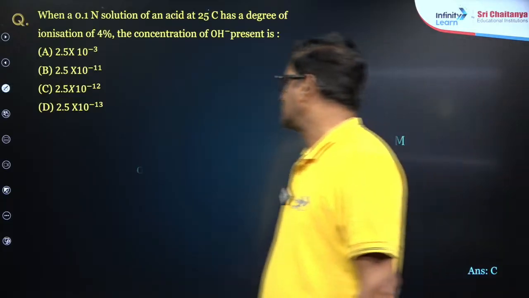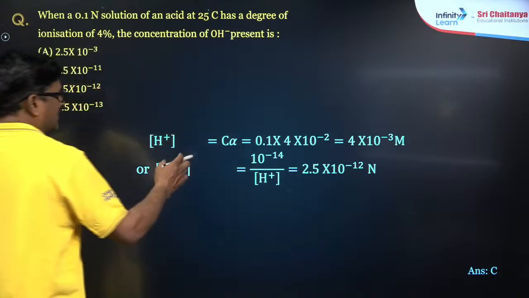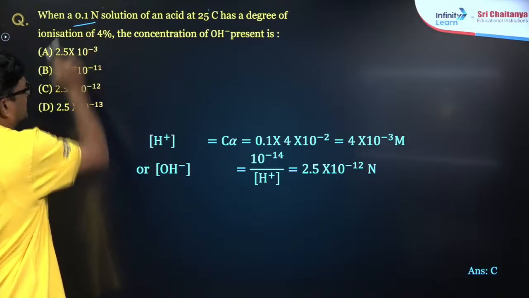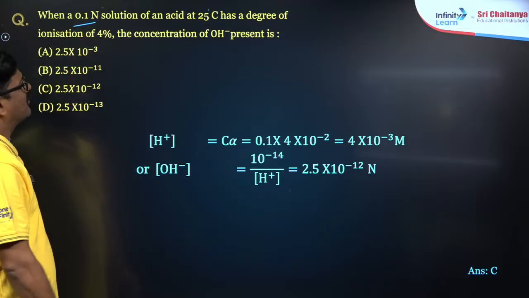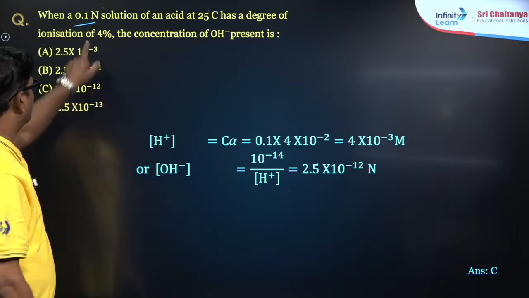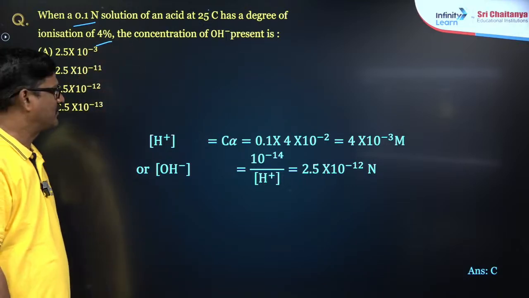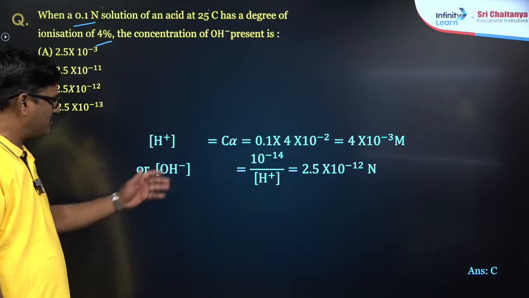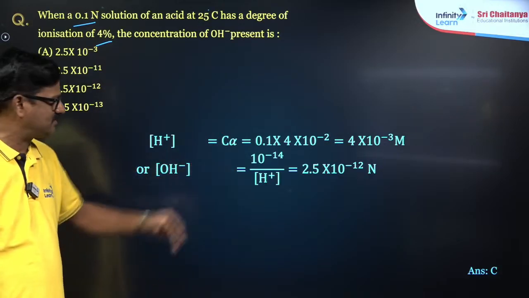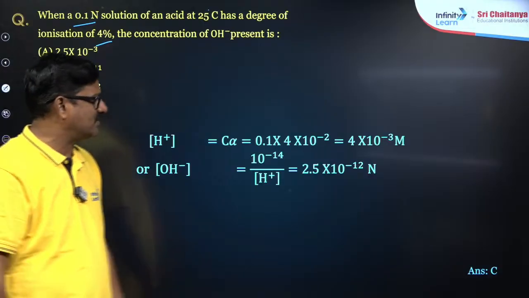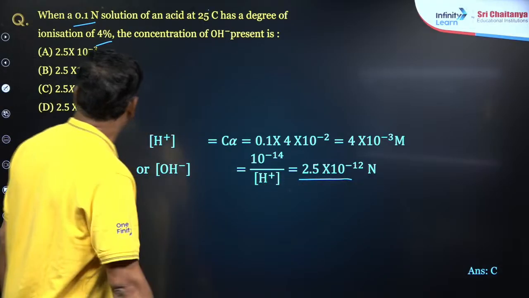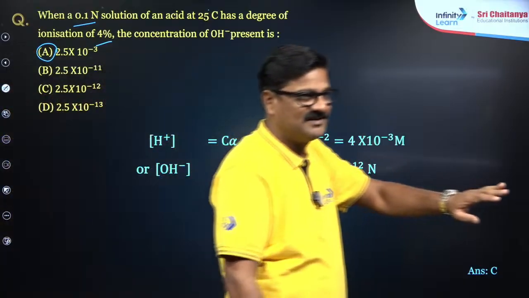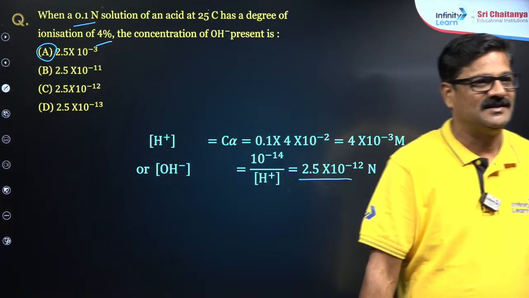Now let me do that. It is going to be H plus is equal to C alpha is equal to C, 0.1 normal, and 4 into 10 power minus 2. Because it is 4% given, it is going to be 4 into 10 power minus 3. OH minus is equal to Kw upon H plus. On solving you are going to get 2.5 into 10 power minus 12. So answer is going to be a simple version. We did it, right? Simple version we did it.